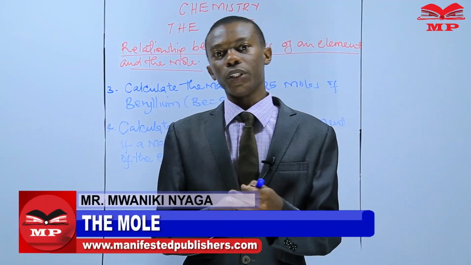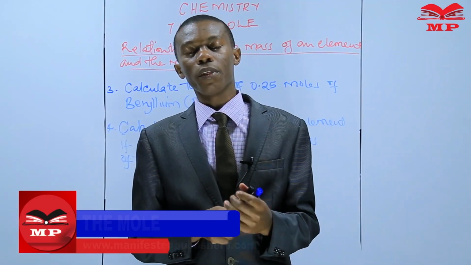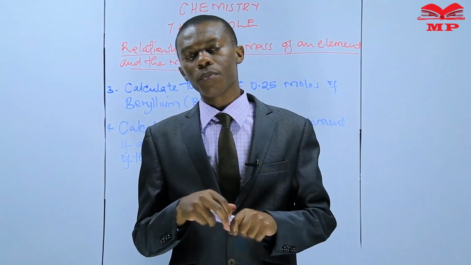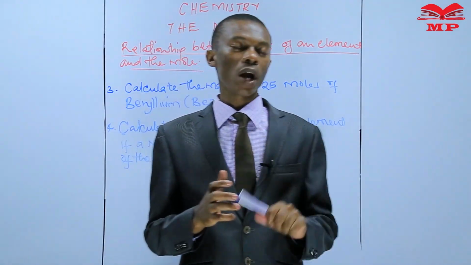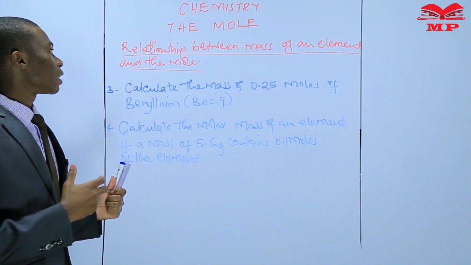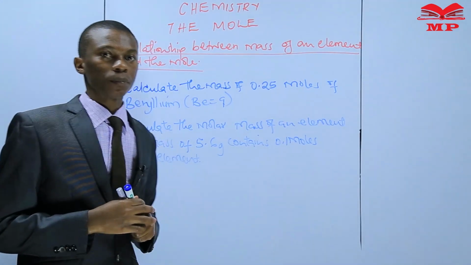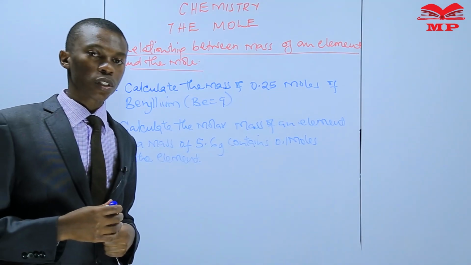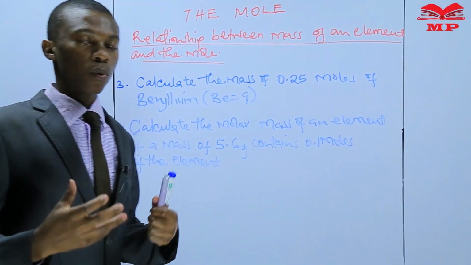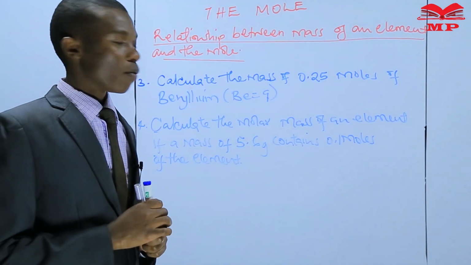Welcome to our lesson today. We are still learning chemistry form 3, and the topic is the mole. If you remember, in the previous lesson we were discussing the interconversion between the mass and the mole, or the relationship between the mass of an element and the mole. I left you 4 questions. I hope you've done the 4 questions. But in this lesson, I want to guide you through question number 3 and 4.